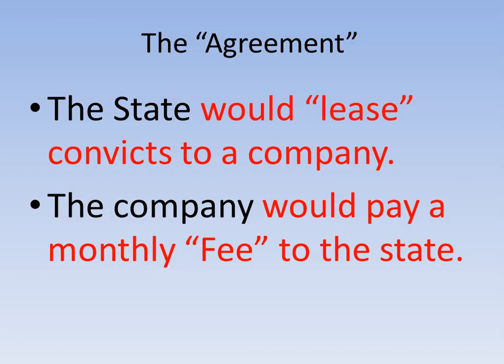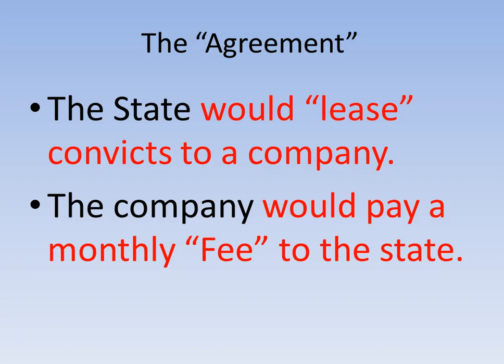Now, there is an agreement in place, okay? Because for a system like the convict leasing system to work, there has to be people that will use convict labor. The state is going to lease convicts to a company. When we talk about leasing, it means to borrow. They would lease convicts to a company, so the state's going to allow someone, the company, to take convicts from them for a monthly fee.